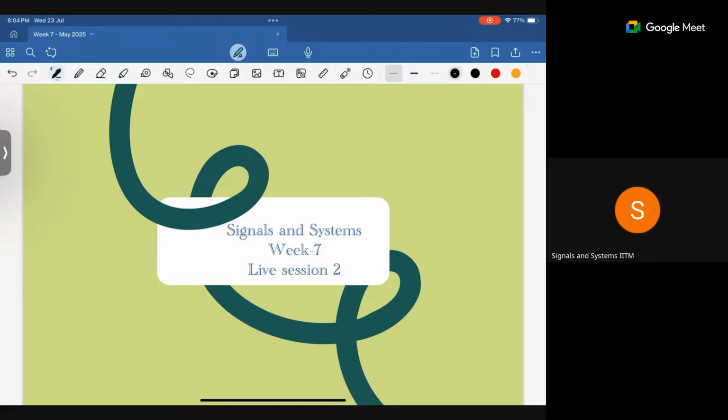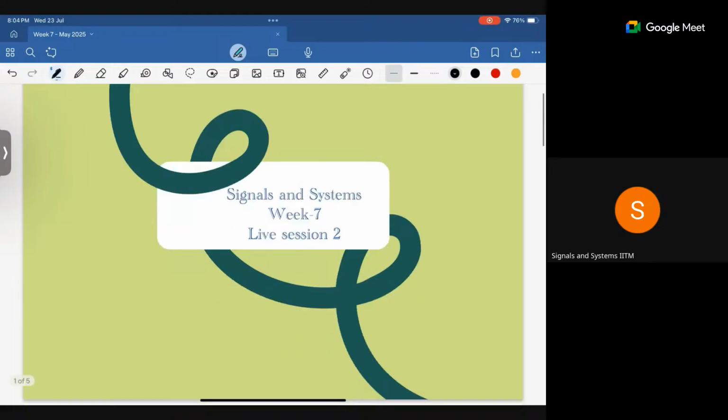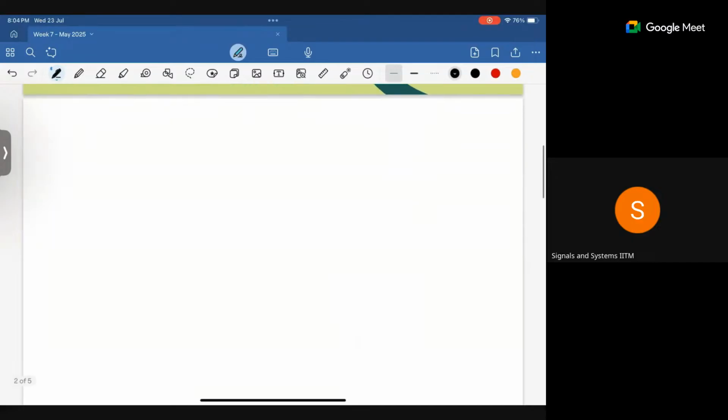Unfortunately, I don't have any slides for this. Rather, I will just write them. If you are not able to understand the writing, just let me know. I'll try to write it better. All right, so let's begin.